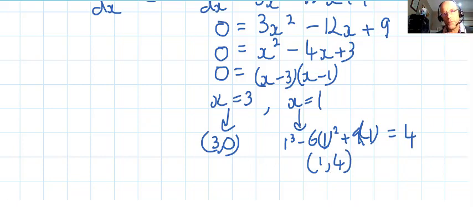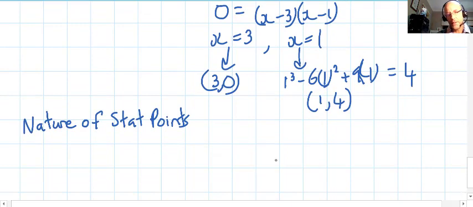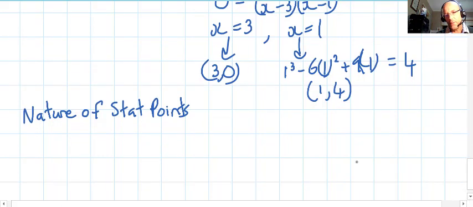Okay, next step, we've got to find the nature. The nature of the stationary points: are they maxima, minima, is there one of each, is it a point of inflection? Well, this is what I would recommend. A nice little table makes good work.